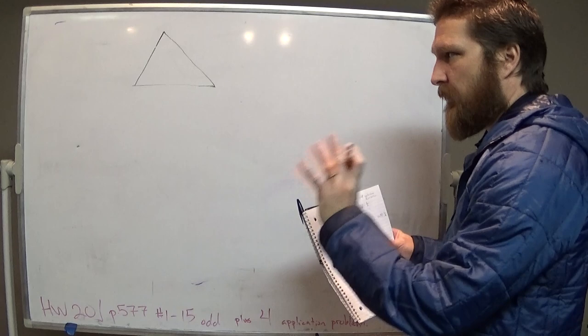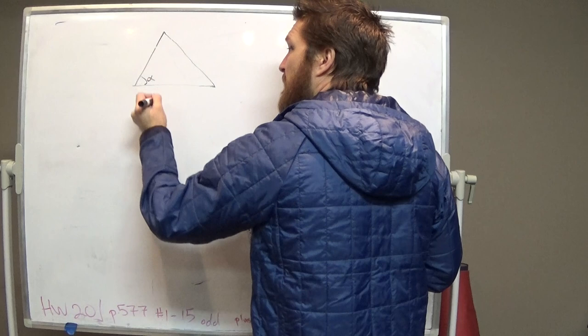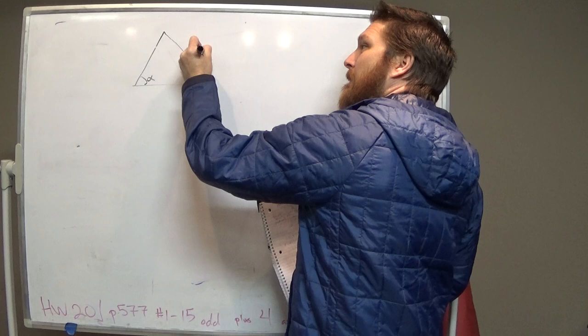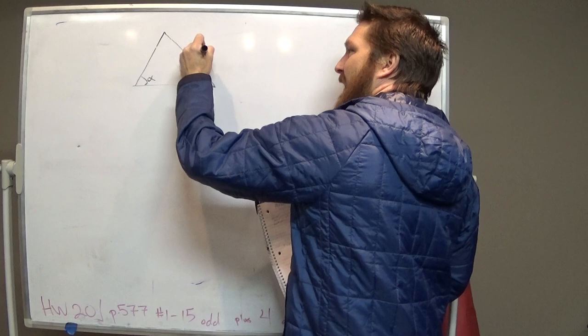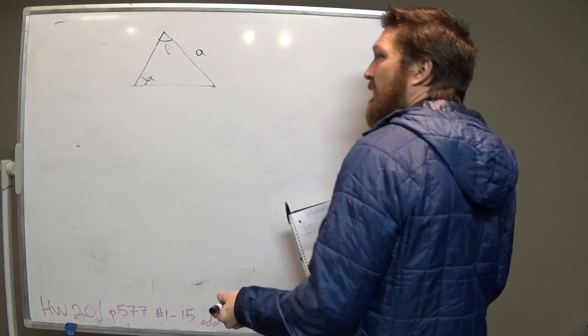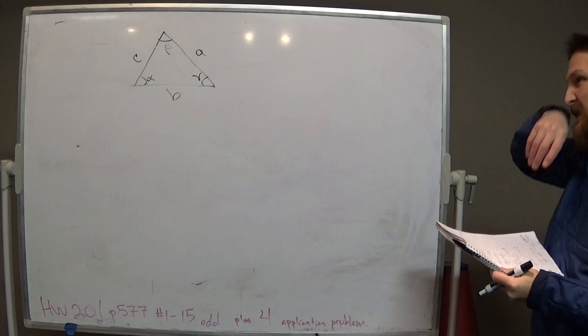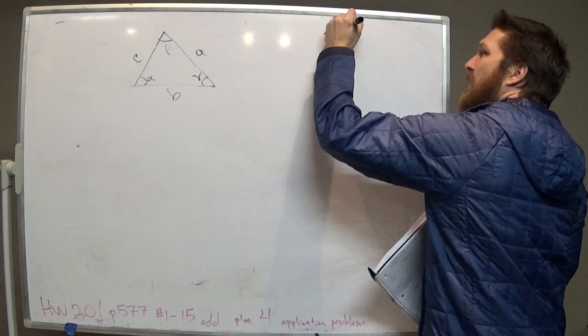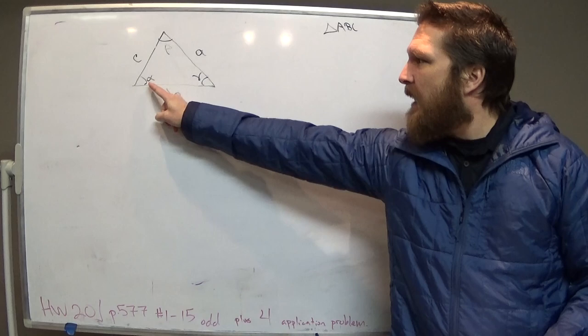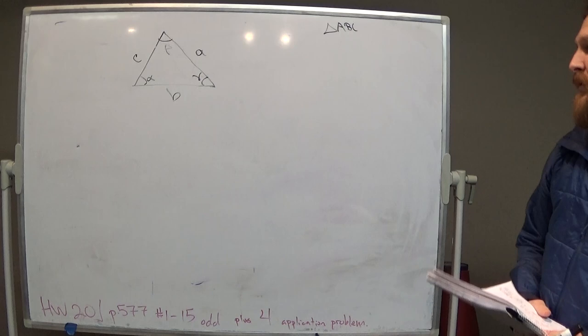First thing to remember is our convention. If this is alpha, what do we call this side? We have a name for the length of the side. A. If this is beta, we call that B. And if this is gamma, we call this C. That's not a Y, that is a gamma. And that's what your book is going to do. This is triangle ABC. It's understood that opposite from alpha is A, opposite from beta is B, opposite from gamma is C. We're going to use that convention forever now.